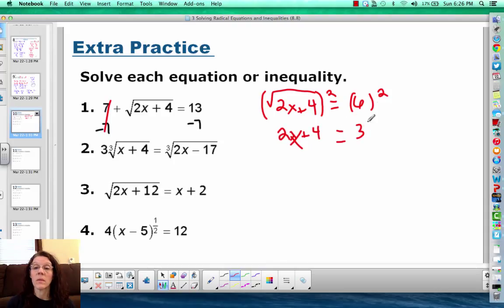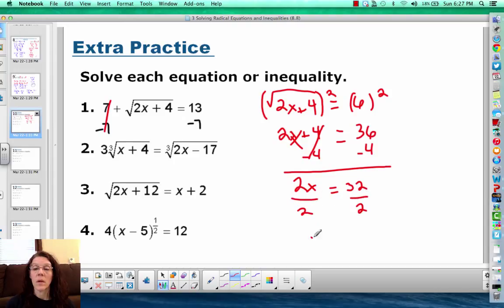Six squared is 36. I'm going to move the 4 over. They're going to cancel here. So I get 2x equals 32. Divide both sides by 2. And x equals 16. Now, because of space, I'm going to do a mental check. 2 times 16 is 32. 32 plus 4 is 36. Square root of 36 is 6. 6 plus 7 is 13. All right, did you get that answer?